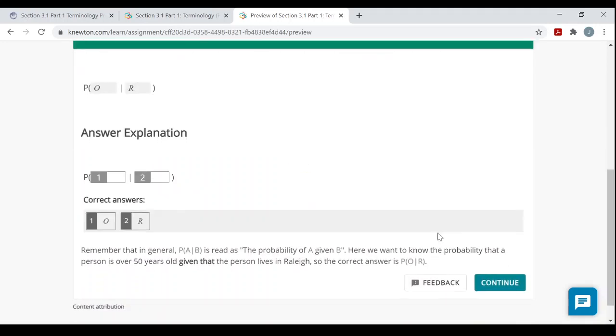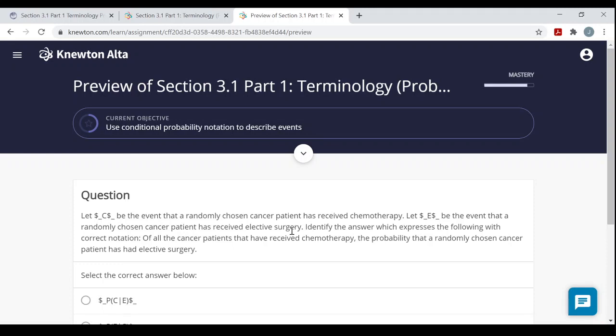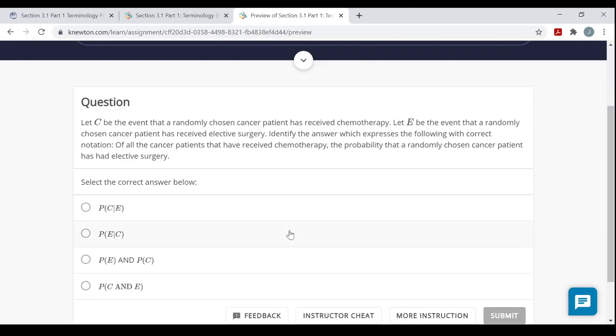Again, they go through the explanation and all that here. Again, this is very similar. It says, of all the cancer patients that have received chemotherapy, which means C has occurred, what's the probability that they have had elective surgery? That's event E. So what's the probability of event E given that C has occurred?